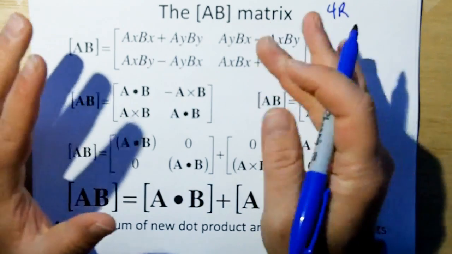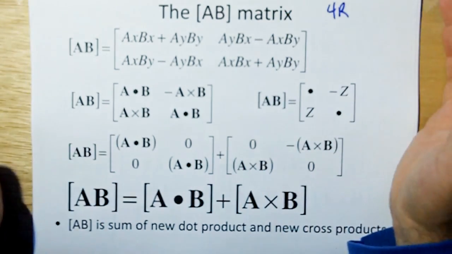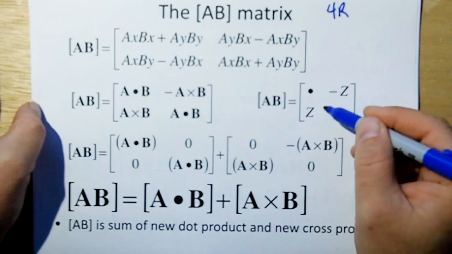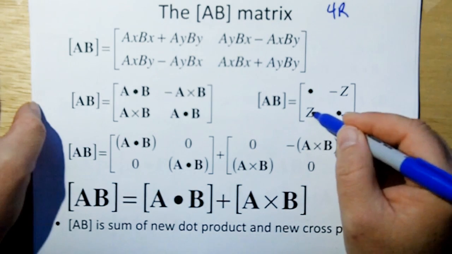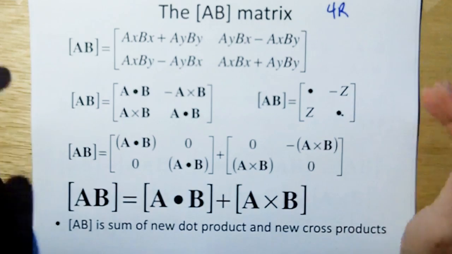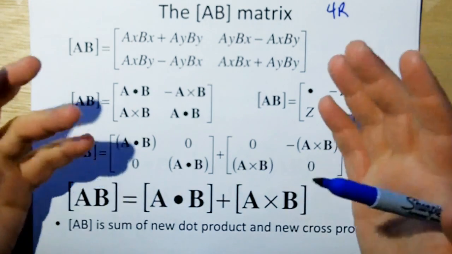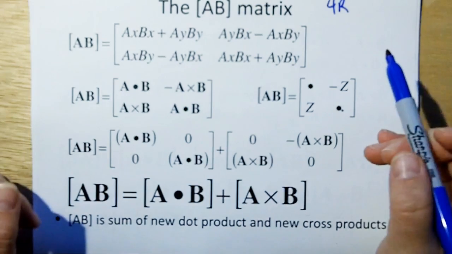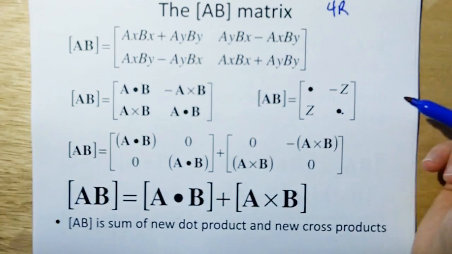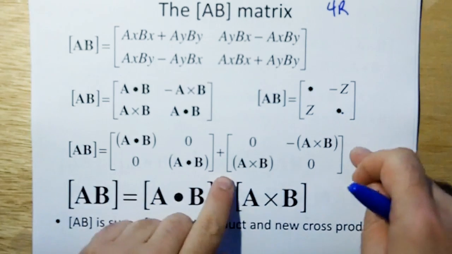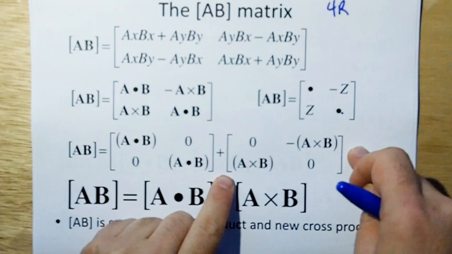And that's true even when you get to higher dimensional matrices. We have a shorthand notation like that where we show dots and then the appropriate Z normal. So what I deduce from this is you can separate this matrix into just the dot products and the remainder, which would just be the cross products.